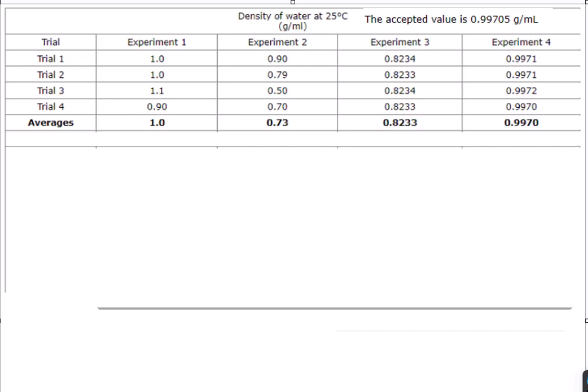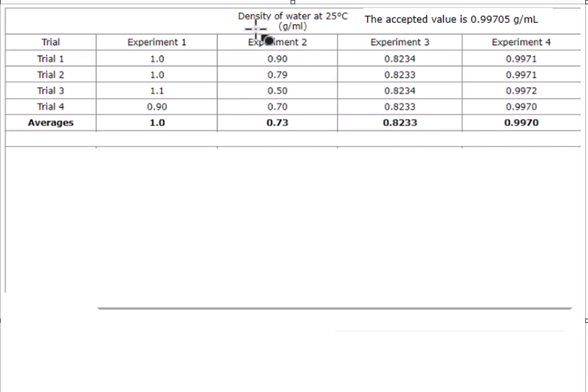The AP exam doesn't specifically expect that you would know the terms precision and accuracy relative to lab experiments, but it does expect that you can analyze experiments and compare the results of various trials and data. And this is where the terms precision and accuracy can come in. You don't have to memorize those terms, but knowing what they mean is important. So let's look at this experiment.